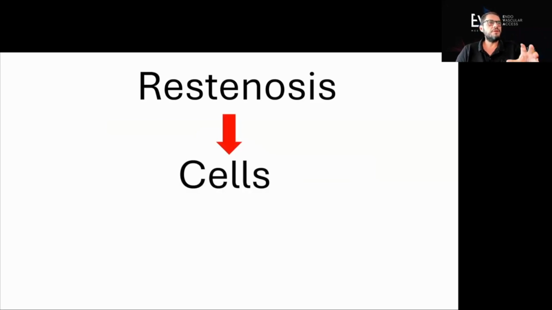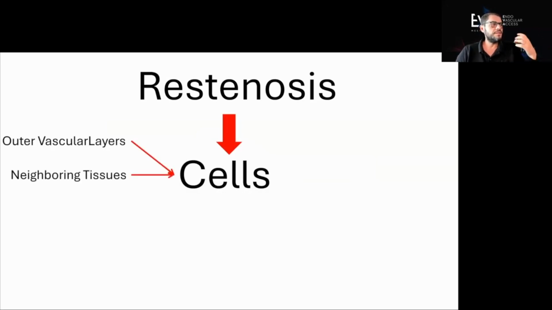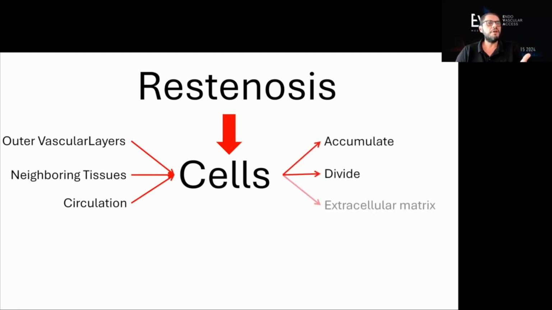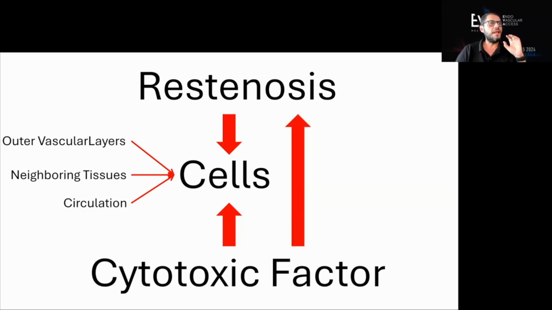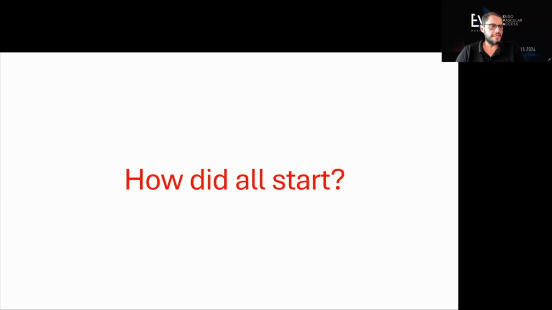So a few things. Restenosis to occur needs cells that come from the outer vascular layers, neighboring tissues, and circulation. And like we said, they accumulate, they divide, and they produce this extracellular matrix. So if we would have a cytotoxic factor that could attack these cells, it would stop these things, and it would also slow down the process of restenosis. And to that end, and up to date, this cytotoxic factor is paclitaxel. Let's see a few things.